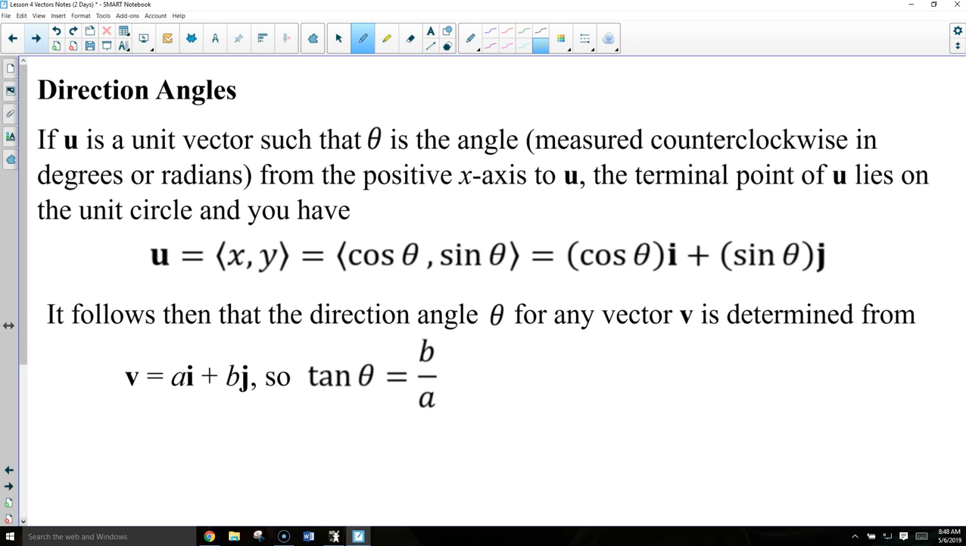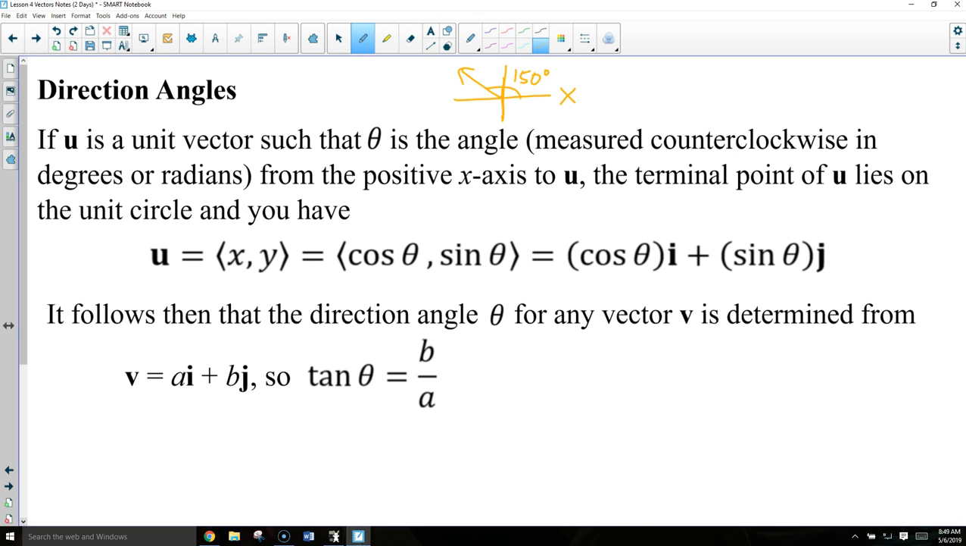If vector u is a unit vector, so remember that means that it starts at 0, 0, such that theta is the angle measured counterclockwise in degrees or radians. It does not matter which one we measure in. For the most part, we are going to be using degrees here. From the positive x-axis to u. So that's just a fancy way of saying, hey, remember this is our positive x-axis here. This angle would be measured as like 150 degrees. That's all it's saying, is that we're measuring counterclockwise from our positive x-axis.